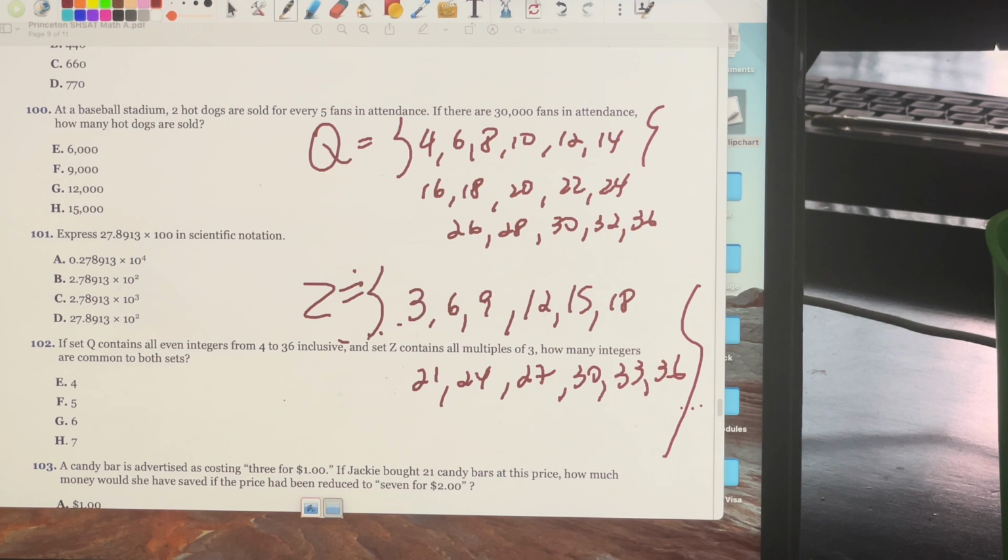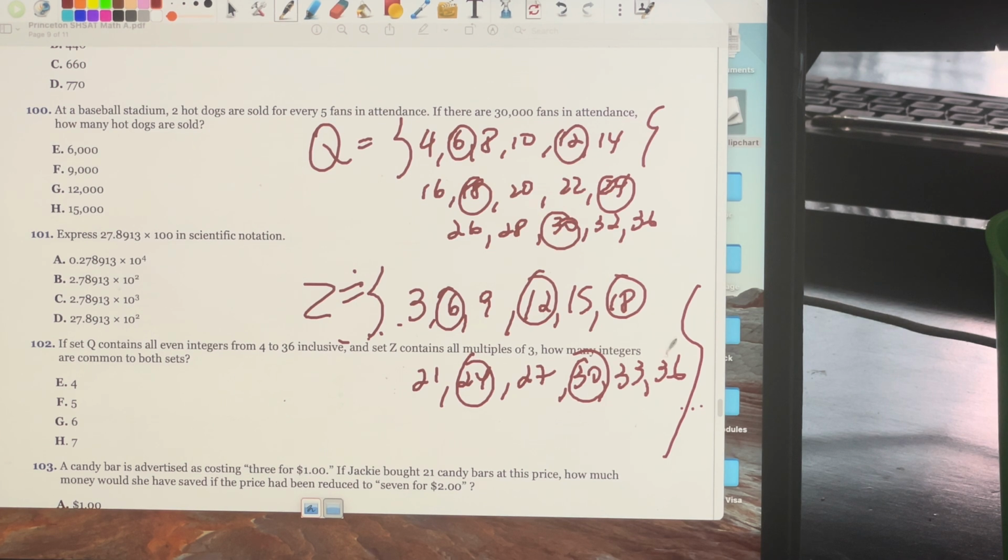So how many integers are common to both sets is the question, okay? So we have the 6, we have the 12, we have the 18, we have the 24, we have the 30, and we have the 36. So that is 6.